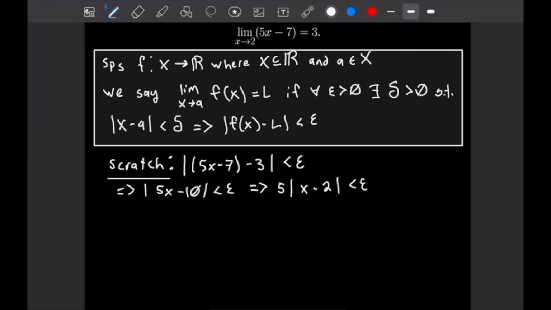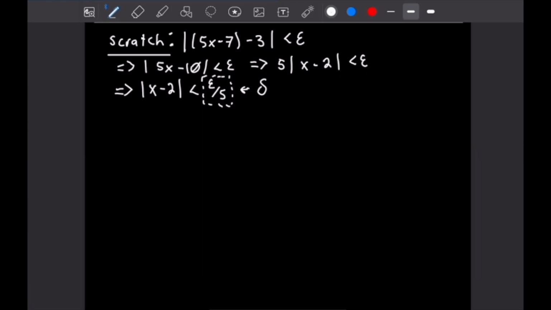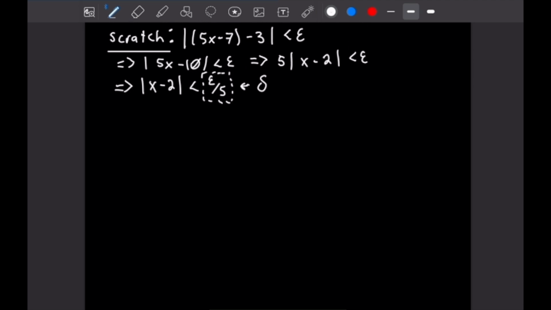And now all we need to do is divide that 5 over. So when we do that, we will get that the absolute value of x minus 2 is less than epsilon over 5. And this epsilon over 5 is what we are going to set to be our delta. So let me go ahead and draw an arrow and write delta there. So now we can actually begin our proof since our scratch work is done. So we're going to start the proof like this.